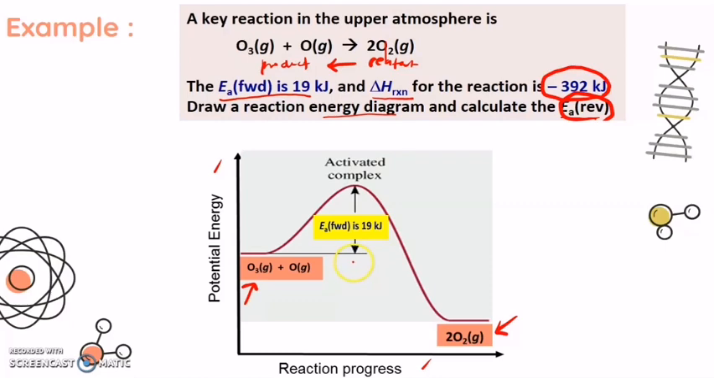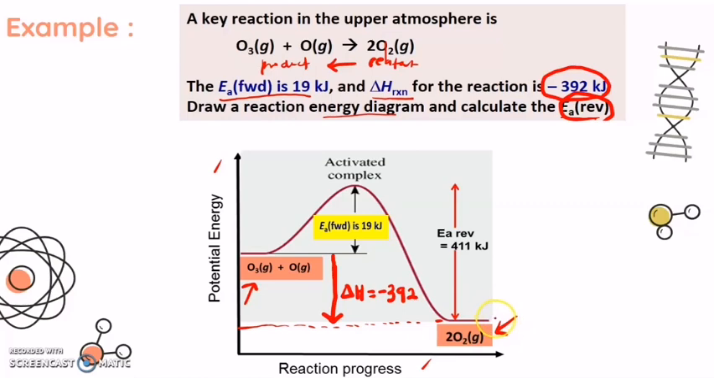So the value of delta H is the enthalpy of product minus the enthalpy of reactant. As an exothermic reaction, we will use an arrow down. This is the difference between the enthalpy of product and the enthalpy of reactant. So this is our delta H, which is equal to negative 392. Negative here is to show that the enthalpy, or the heat, is released.